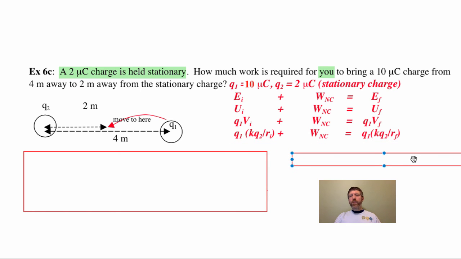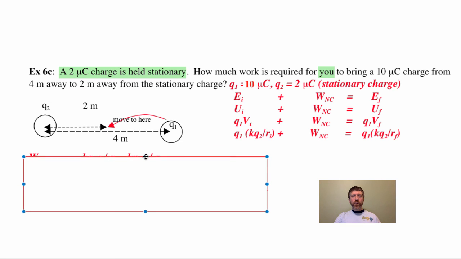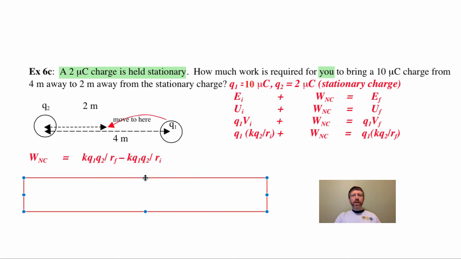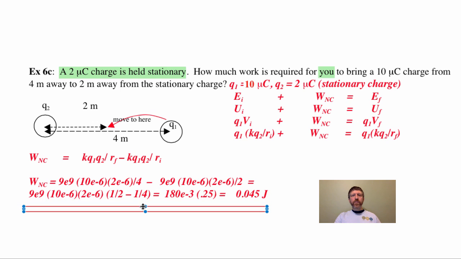And we can get rid of that one now. As we continue with this derivation, we have the work non-conservative, we're just solving for that, is KQ1Q2 over R final. That's this term. And you subtract this term right here, KQ1Q2 over R initial. And then when we plug in the unknowns here, what we get is this. The work that we do is 0.045 joules and it's positive.